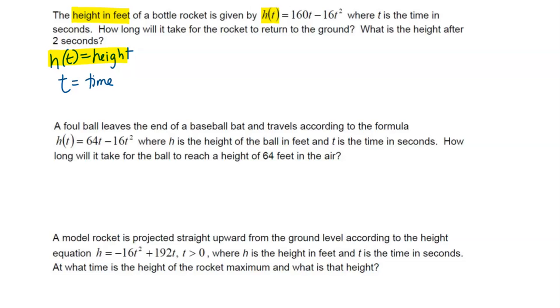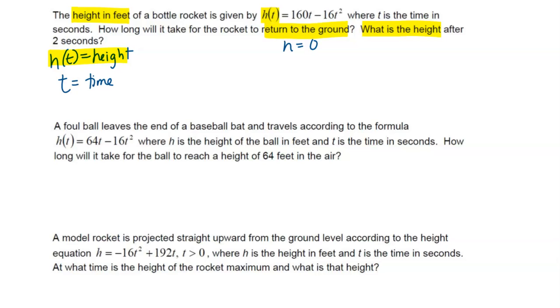Where t is the time in seconds. How long? Is that time or height? Time. How long will it take for the rocket to return to the ground? Is the ground height or time? Height. And returning to the ground, what does that mean the height is? 0. So I would take my pen, and underneath that, I would write h equals 0. And then it says, what is the height for the second question? So they're asking for the height. And then it says after 2 seconds, so I'm not going to highlight that. That's time.